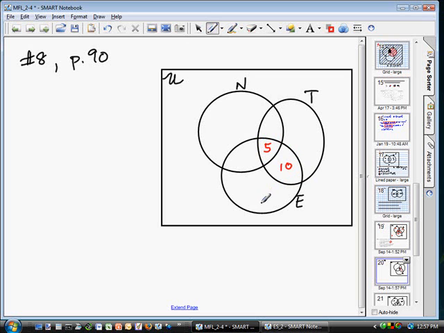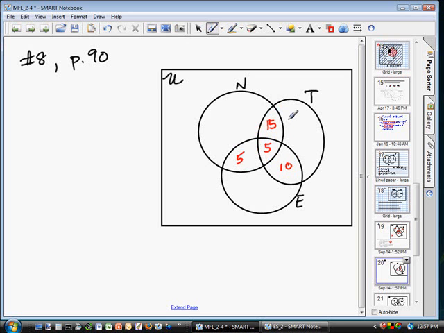10% have 9 and 11. Doesn't that tell me this? So this totals 10. And 20% have a 9 and a 10. So now that totals 20.